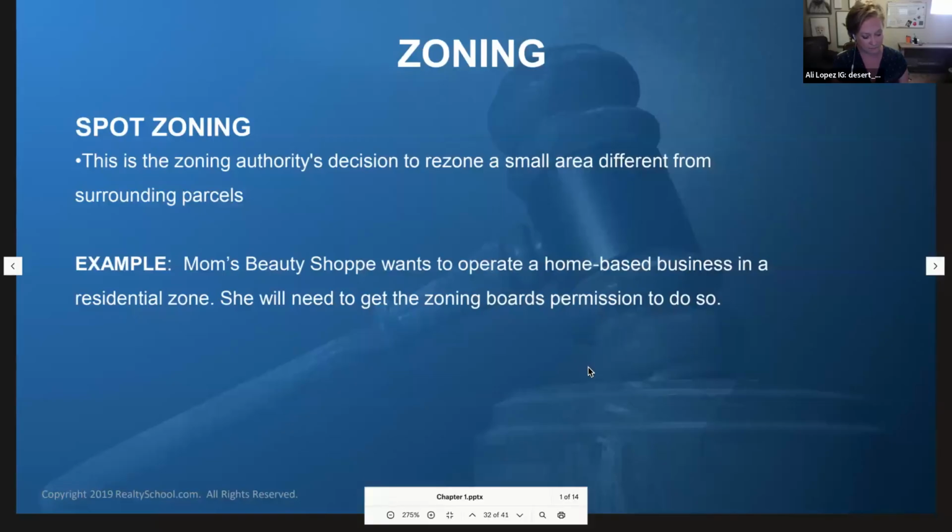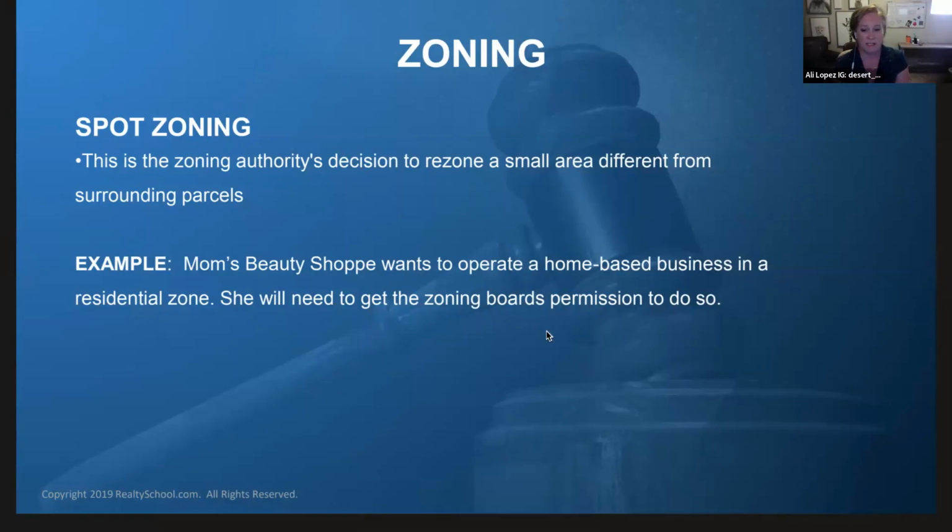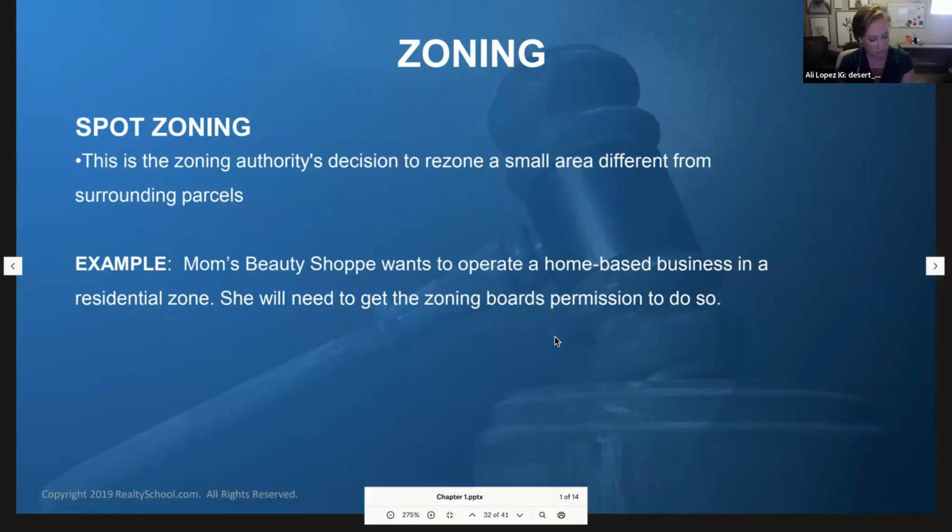Spot zoning represents the zoning authority's decision to rezone an area, different from surrounding parcels. Mom's Beauty Shop wants to operate a home-based business in a residential zone. She will need to get the zoning board's permission to do so.